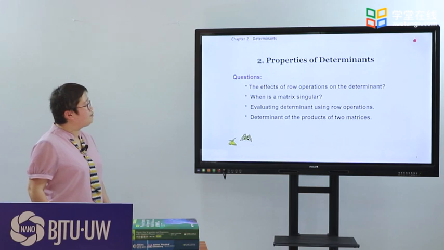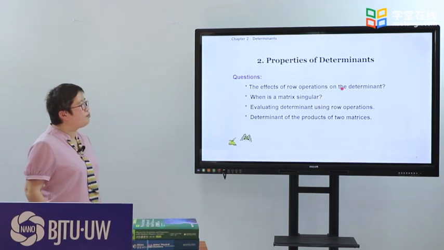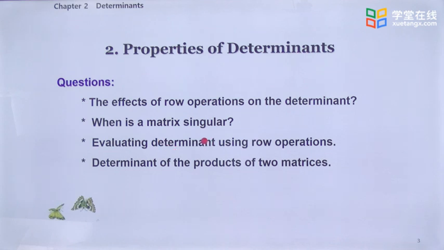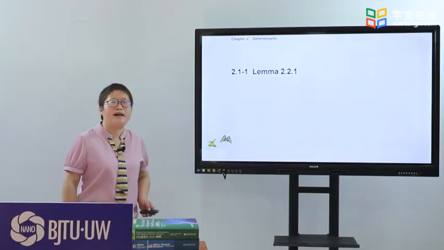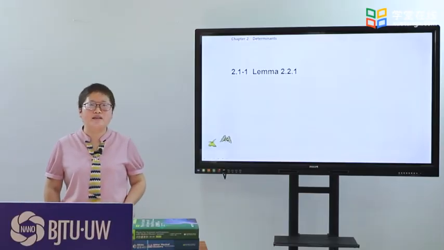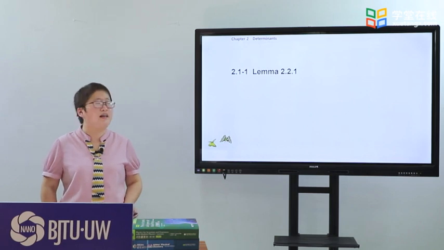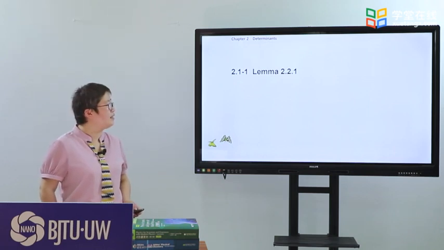So after we know the effect of row operations on the determinant, this will help us to evaluate the determinant using row operations. And then the computation becomes much easier. Okay. And another question is, how about the determinant of the product of two matrices? Okay, so first part. This is a fundamental lemma used in this section.